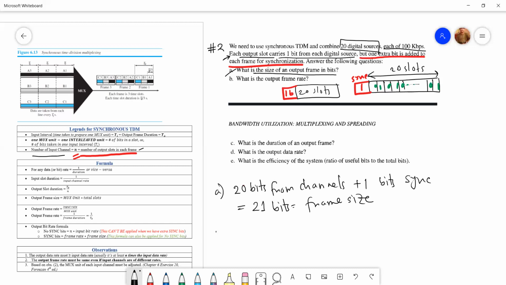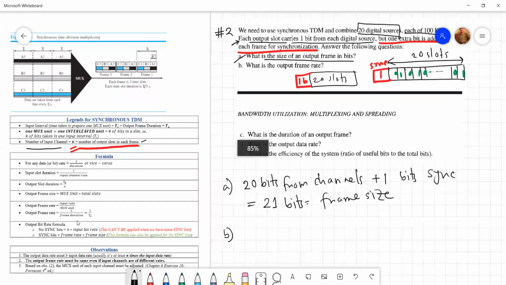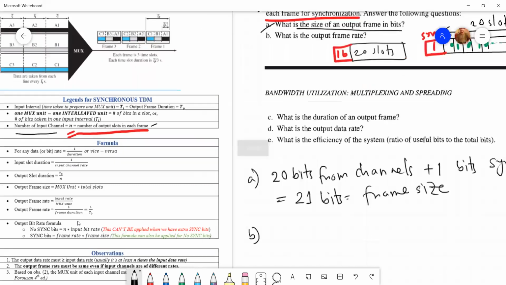Now let us do the second question. The second question says, what is your output frame rate? Now we know that the output frame rate has two formulas. The first formula is the input rate divided by the multiplexing unit. This should be applicable when you don't have the frame duration. And if you had the frame duration, then you could also use 1 divided by the output frame duration, or 1 divided by T naught, because the frame rate, the data rate, any kind of rate is inversely proportional to the duration, or vice versa.